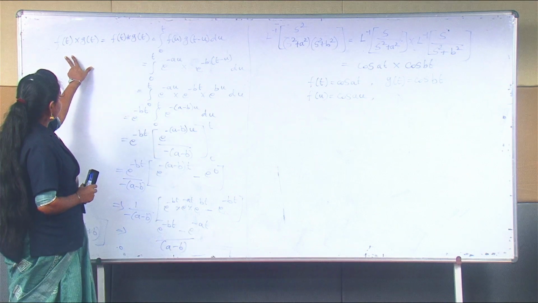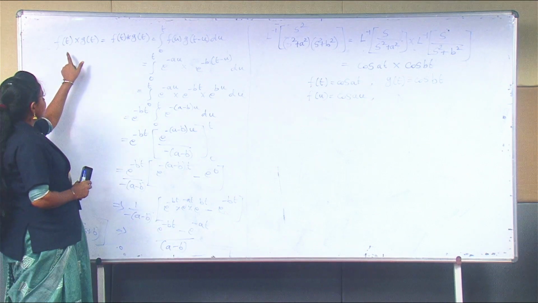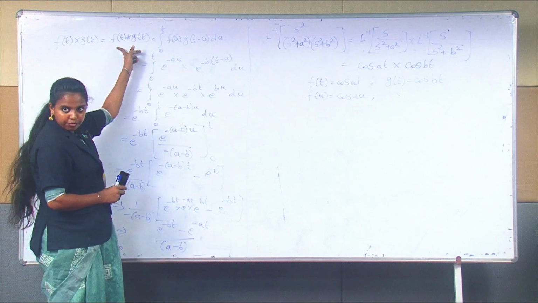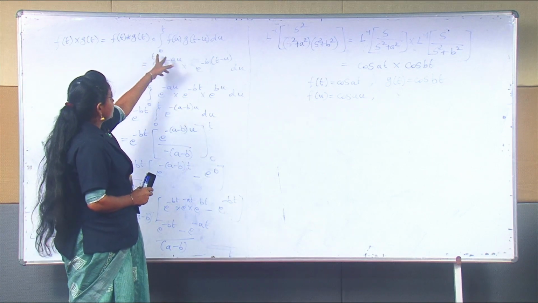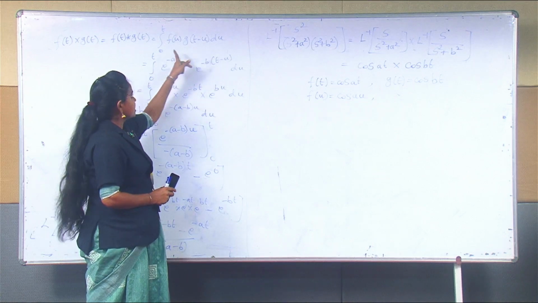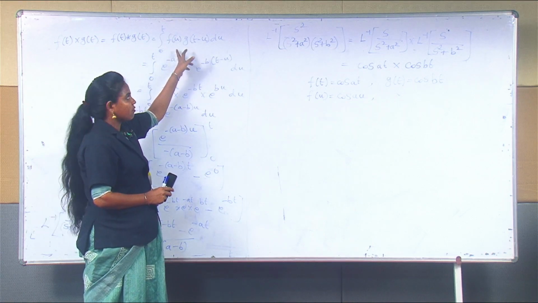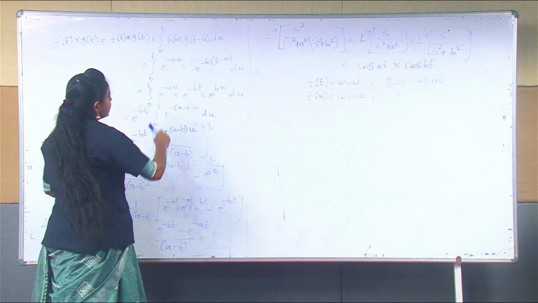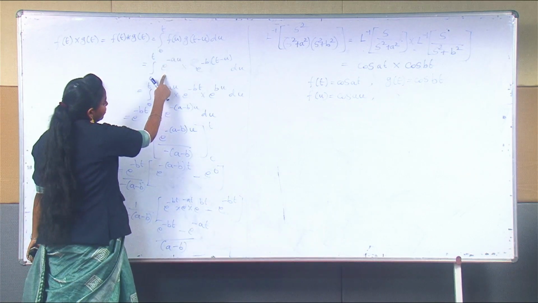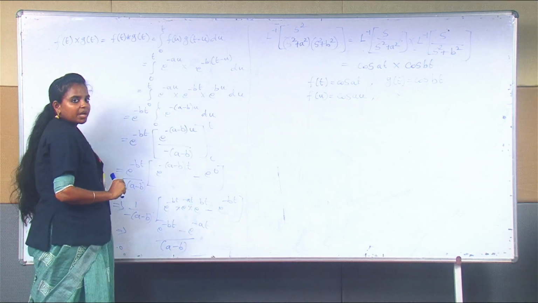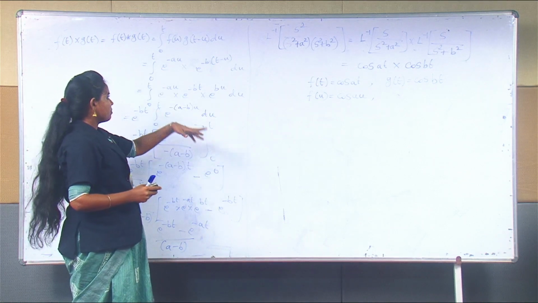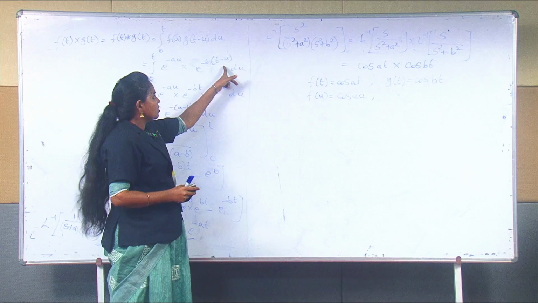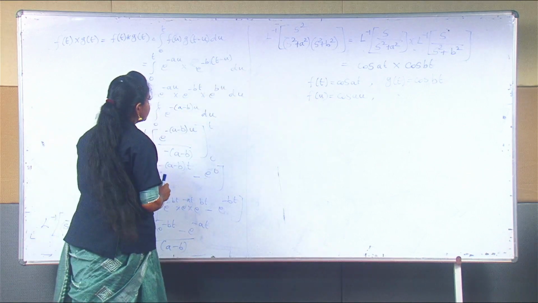After that, we are going to use the convolution theorem. So, f of t star g of t is equal to the convolution of f of t and g of t, which has a formula: the integral from 0 to t of f of u times g of t minus u du. Here we have chosen f of u as e power minus au from the last step, and g of t minus u is e power minus b into t minus u, du.